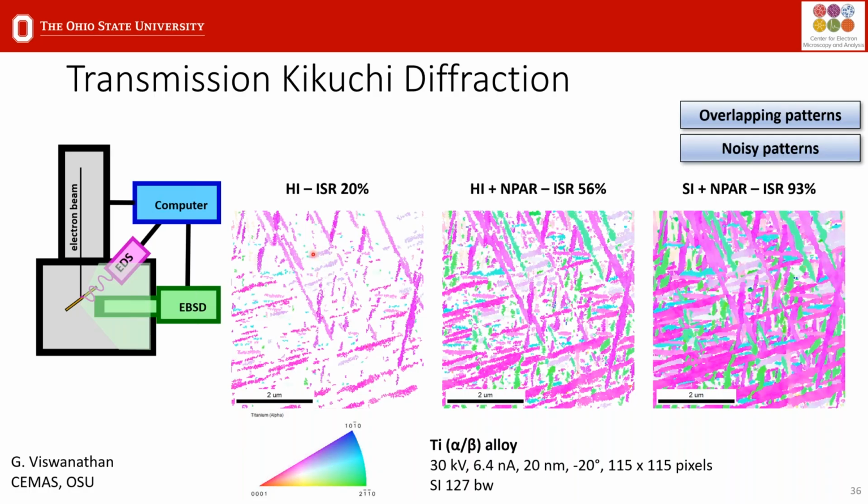So for traditional Hough-based indexing for this particular sample, we got an indexing success rate of only 20%. Averaging the patterns to increase the signal to noise increases the indexing to about 56%. And then if we apply spherical indexing, that's much less sensitive to overlapping patterns, we can improve the indexing success rate up to 93%.